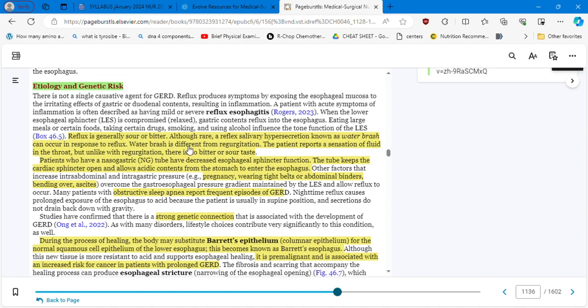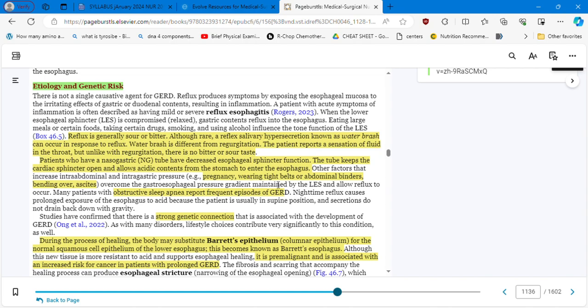Okay, water brush is different from regurgitation. The patient reports a sensation of fluid in the throat, but unlike with regurgitation, there is no bitter or sour taste. Patients who have a nasogastric tube have decreased esophageal sphincter function, right? The tube keeps the cardiac sphincter open and allows acidic contents from the stomach to enter the esophagus. So that's another thing that nurses will need to pay attention to when the patient is at risk for this presentation due to the nasogastric tube.